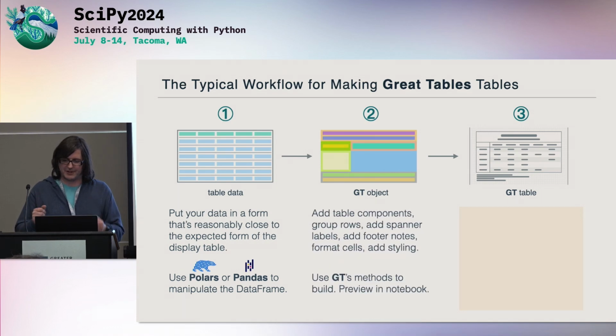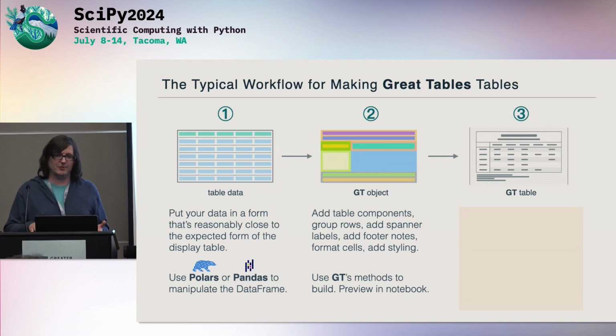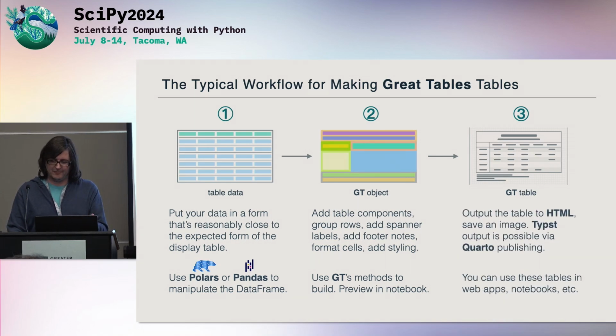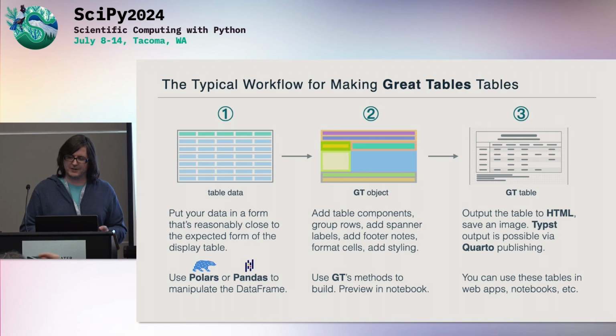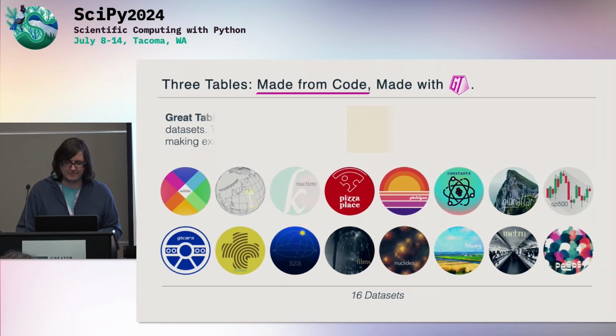And then we have our GT object. That's when you can add all sorts of stuff. Just use the API, make a great looking table. And you can preview this table inside the notebook. You can iteratively create the table, which is nice. And once you have the table and it looks satisfying to you, you can output it to HTML, save as an image, or output via Quarto, if you've heard of that. And you can use these tables wherever HTML is accepted, essentially, like web apps, notebooks, etc.